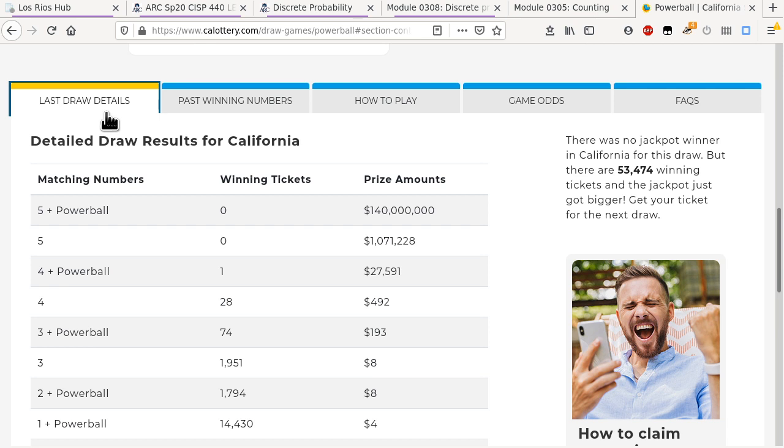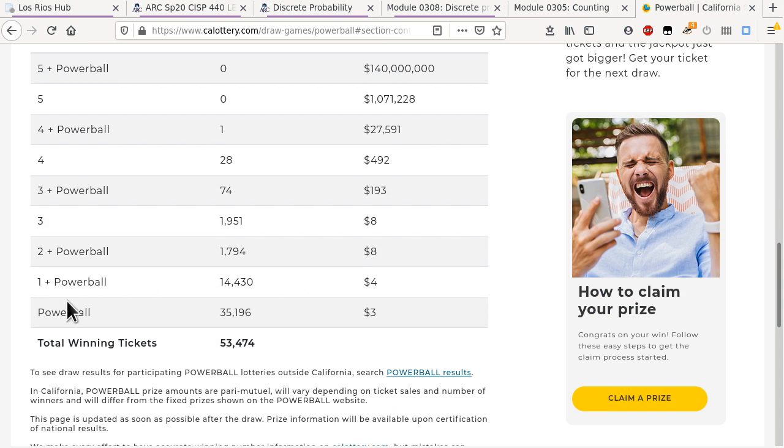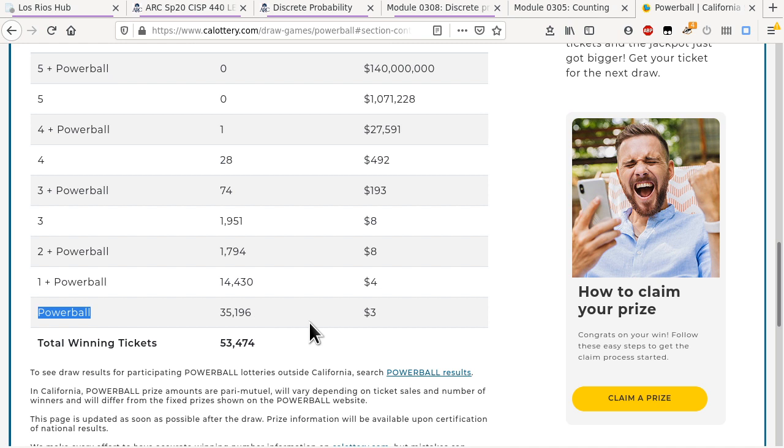So it's under last draw details. What these numbers are indicating is if you only have the Powerball number matching, then you can get $3 out of your Lotto ticket. If you have one of the five winning numbers combined with the Powerball also matching, then you get $4 out of your ticket. If you get two out of five lucky numbers matching, and the Powerball also matching, then you get $8 out of your ticket. If you have three numbers out of the winning numbers matching, but the Powerball is not matching, then you get $8 in terms of your winning money.